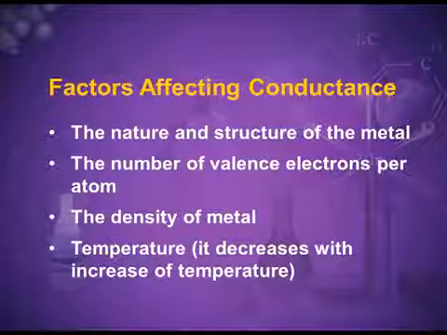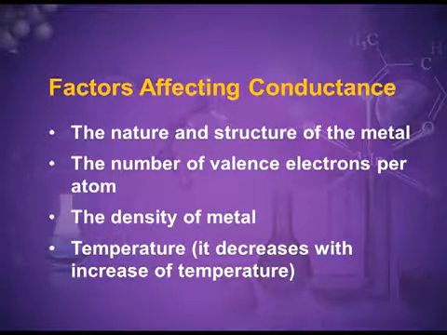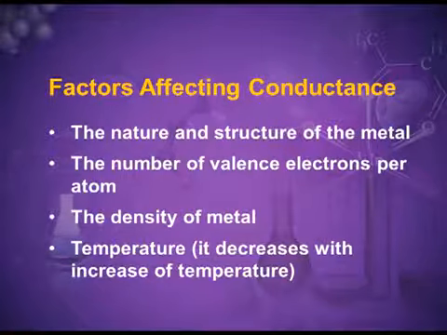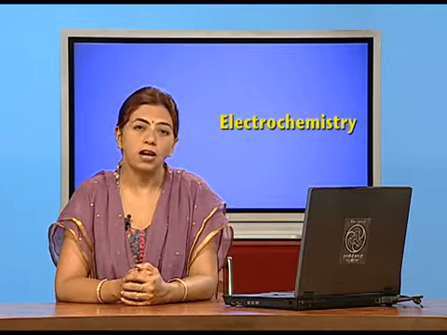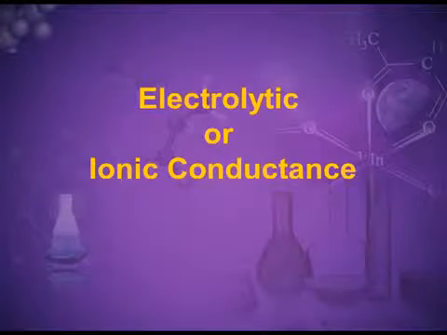Factors affecting metallic conductors: the nature and the structure of the metal, the number of valence electrons per atom, the density of the metal, and temperature. The metallic conductance decreases with increase of temperature. In this unit, we have to concentrate on electrolytic or ionic conductance.